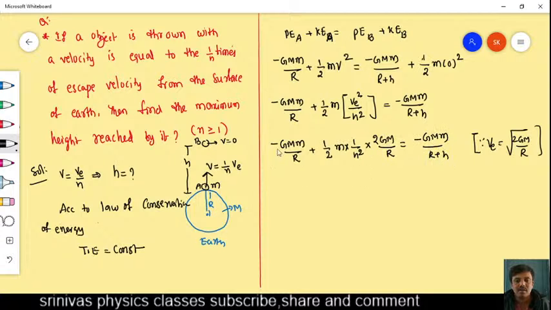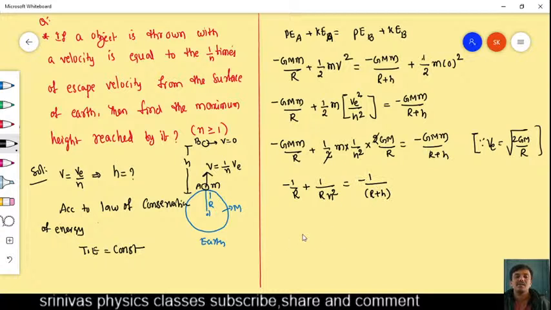Now we have to simplify it. Anything common we can cancel. Here G, capital M, small m: these cancel. Everywhere G capital M small m is there, we can take it common and cancel. Then minus 1 by r remains here. Here 1 by n square r you will get. On the right side, minus 1 by (r plus h) you will get.